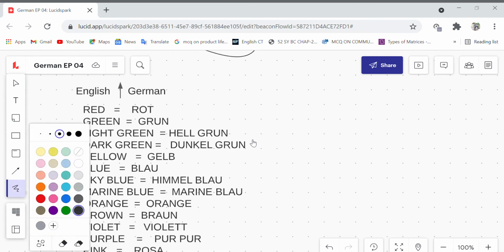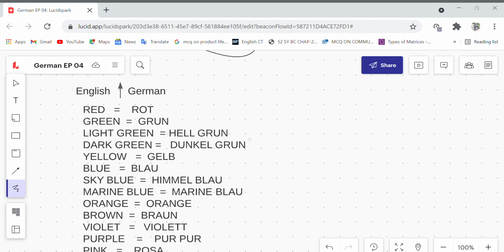So let's start with red. It is red in English and rot in German. It is green in English. It is grün in German. It is light green in English. It is hellgrün in German. It is dark green in English. It is dunkelgrün in German. It is yellow in English. It is gelb in German. Gelb, sorry. It is blue in English. Blau.